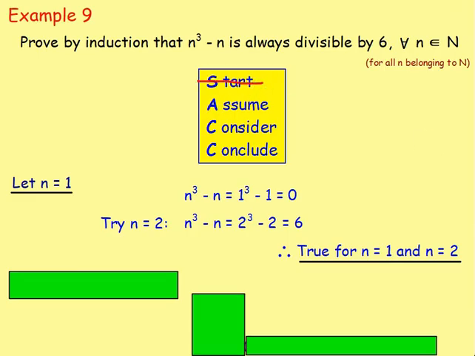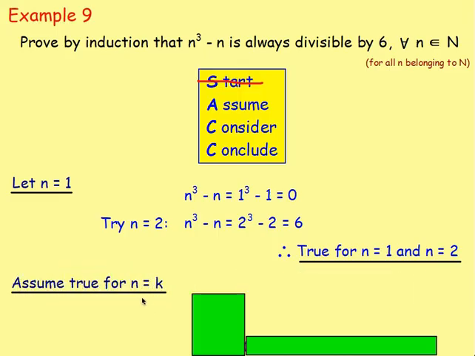After that, we want to assume that it's true. So we say assume true for n equals k. Assuming it's true for n equals k then, well, our n cubed take away n will be, well, if n is equal to k, you replace n with k. So that will be k cubed take away k. We're assuming that's true though. Well, what we're assuming is true? Well, we're assuming that it's divisible by 6. So if k cubed take away k was divisible by 6, then it means it would have to be 6 or 12 or 18 and so on. It would have to be something in the 6 times table.